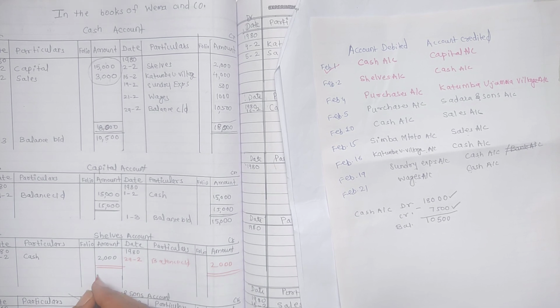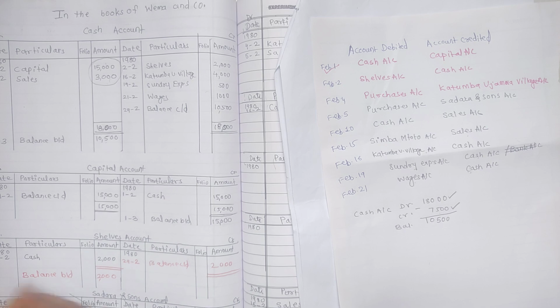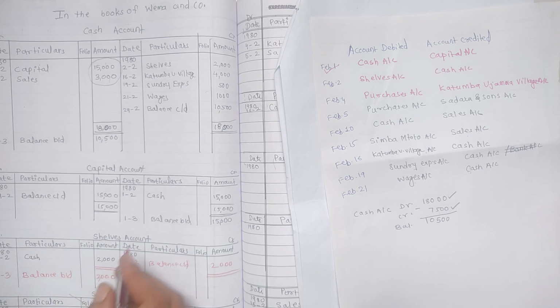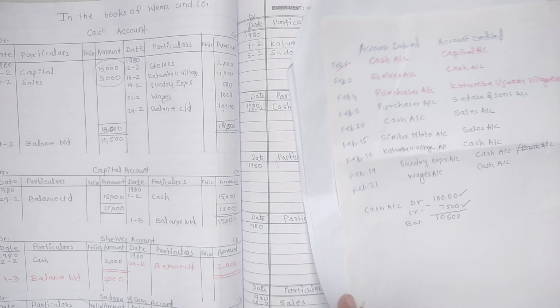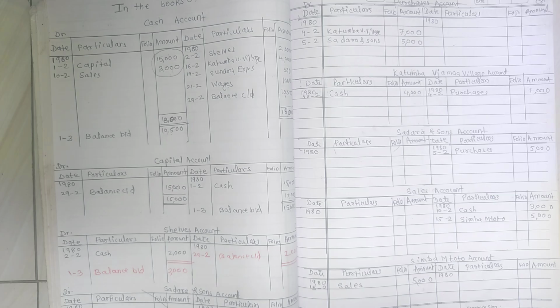Carry balance to opposite side. 2,000, give it the name balance brought down, 1st March. See, shelves being an asset, an asset always carries a debit balance. Now the next one, purchases account.